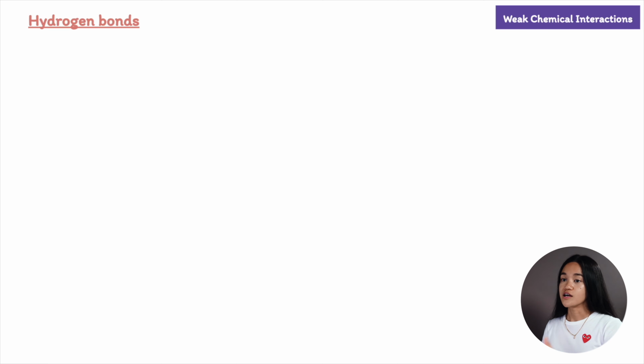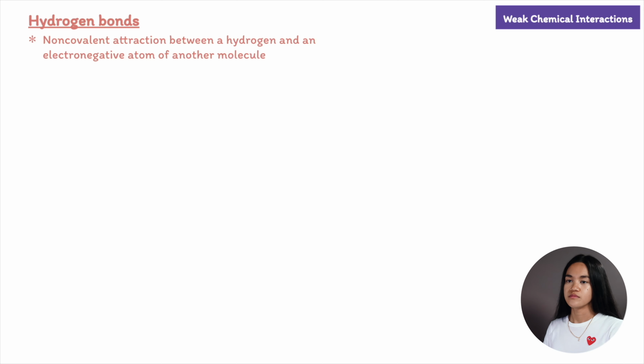Recall that when a hydrogen atom is covalently bonded to an electronegative atom, the hydrogen atom gains a partial positive charge. Because of this partial positive charge, it can be attracted to the slightly negative atom of a polar covalent bond in another molecule, or in another region of the same molecule. This non-covalent attraction between a hydrogen and an electronegative atom of another molecule is called a hydrogen bond.